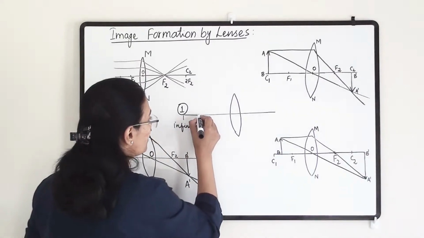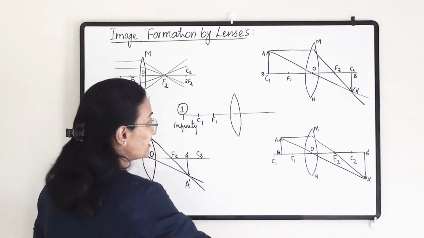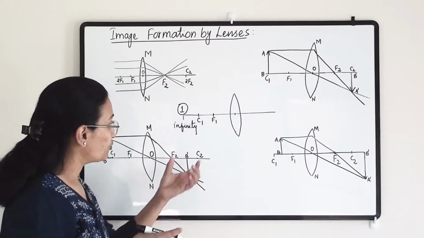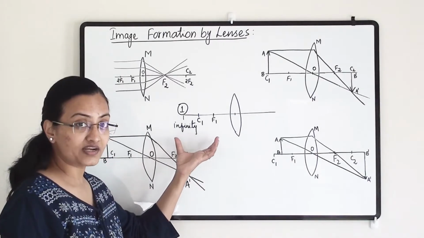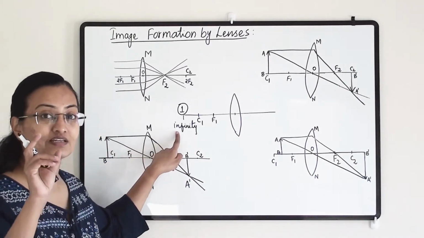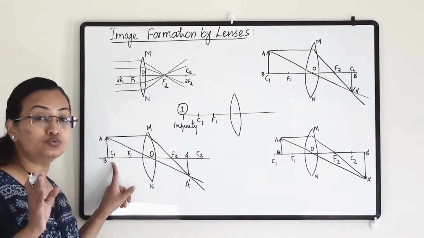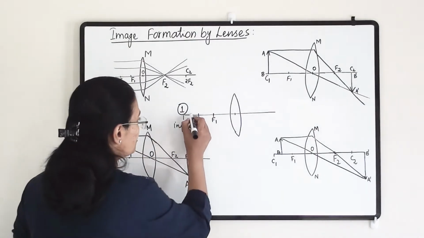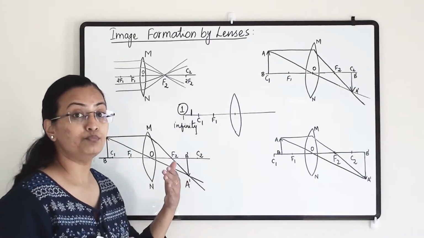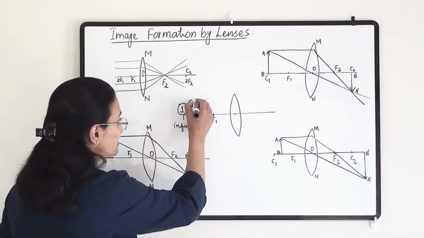Then we have, in between, C1, F1, then the optical center. All these are the points in front of the convex lens. So the first case is placing the object at infinity. Then we are placing the object near the center of curvature, in between infinity and the center of curvature, which is known as beyond C1, or beyond the center of curvature. So this is going to be our second case.